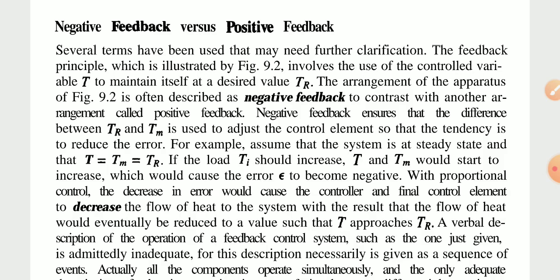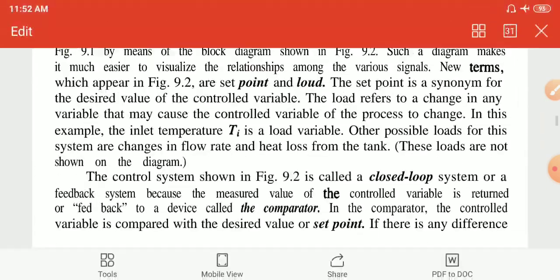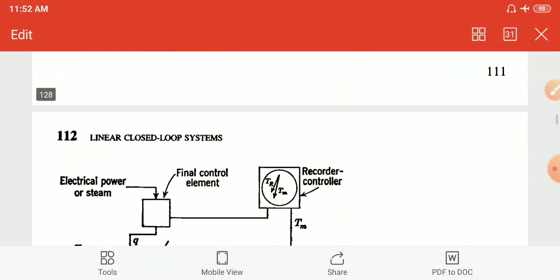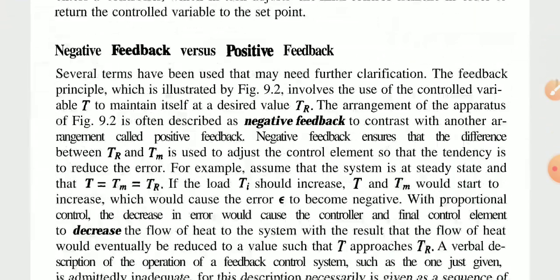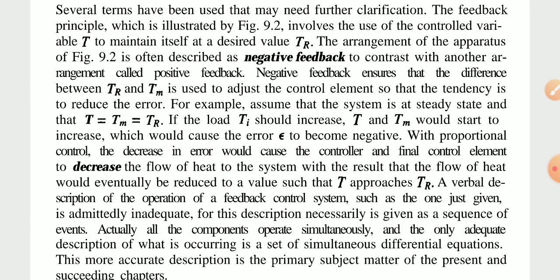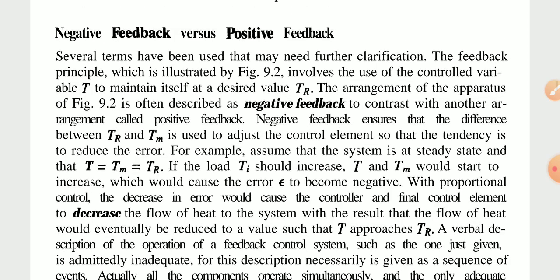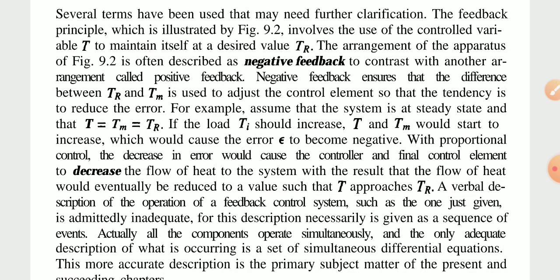The negative feedback ensures that the difference between TR and TM, TR minus TM, which we saw in the equations above where TM minus TR is the error, is used to adjust the control element so that the tendency is to reduce the error.